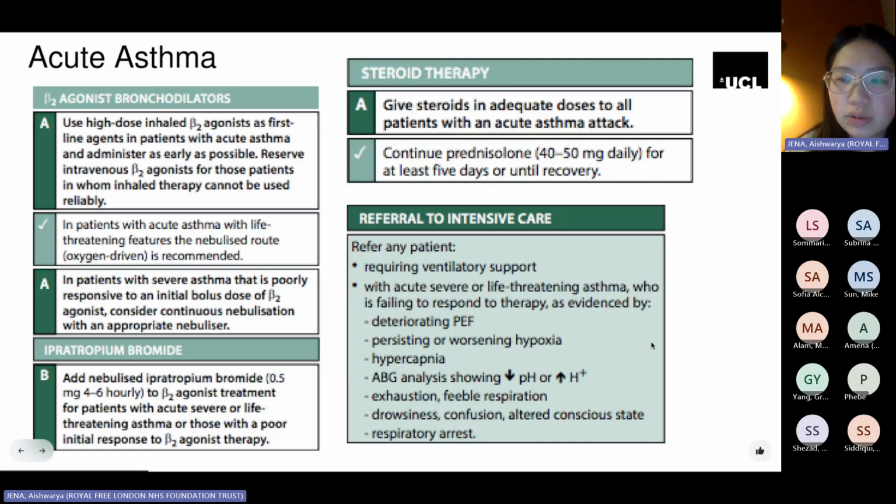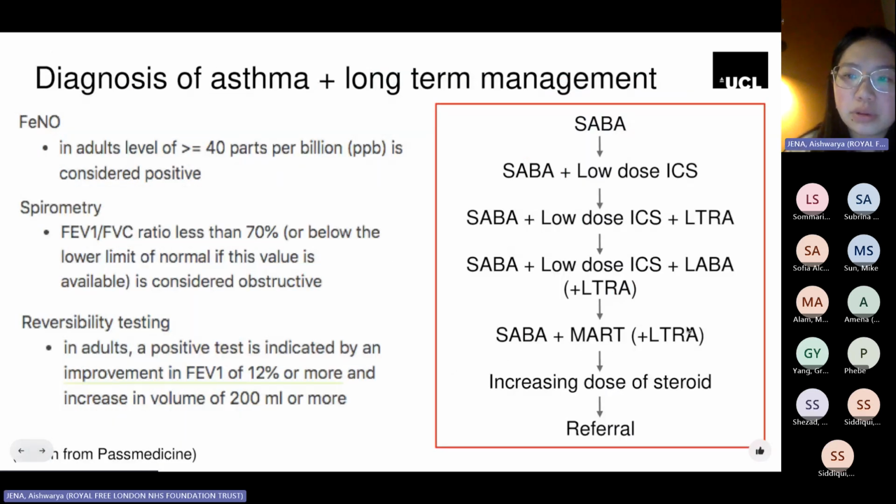And these are the little criteria to refer for intensive care. Hypercapnia is in here, but if they have a normal PaCO2, then you should consider, or at least contact them, to prepare for them to become hypercapnic. So diagnosis-wise, you should do a FeNO test and also a spirometry.